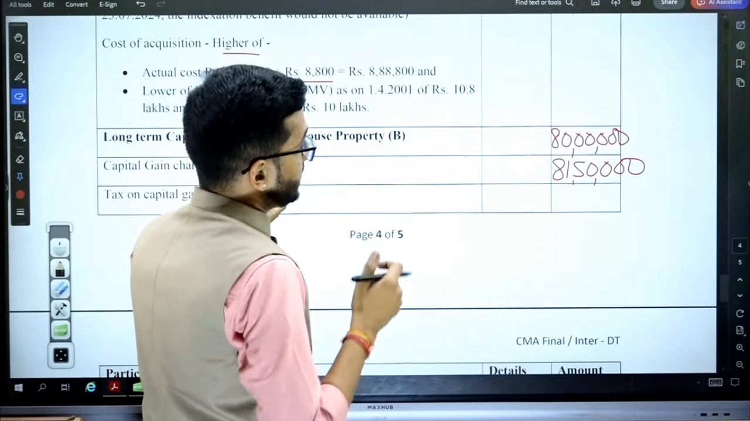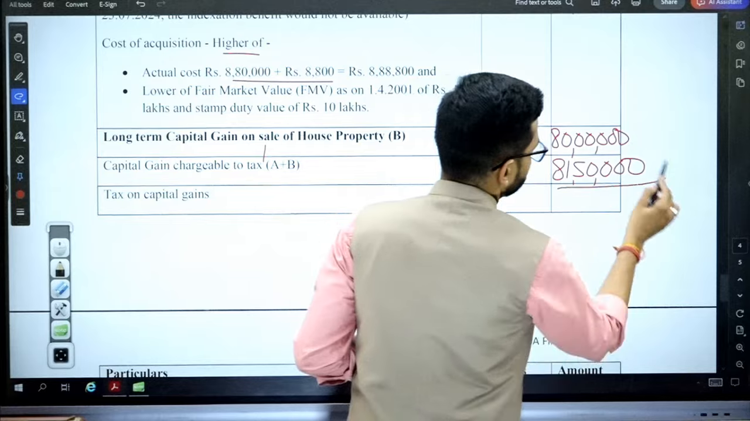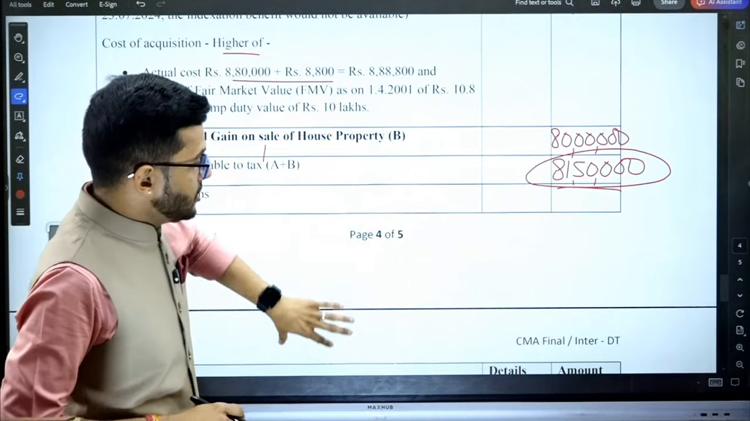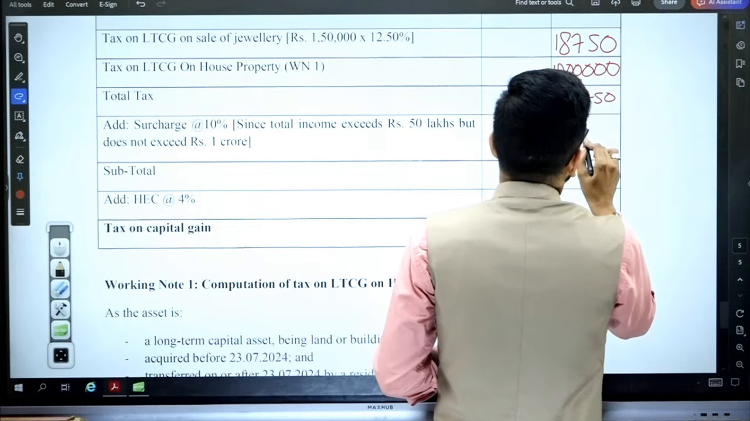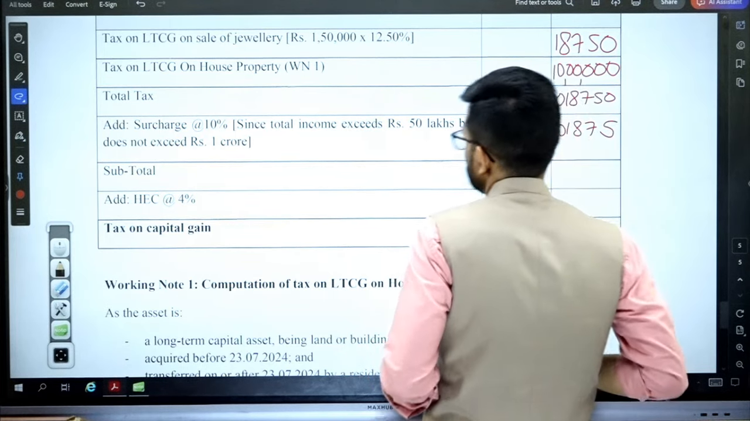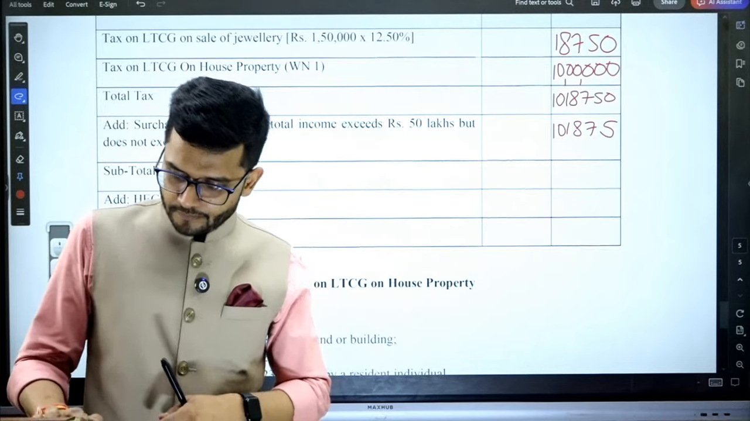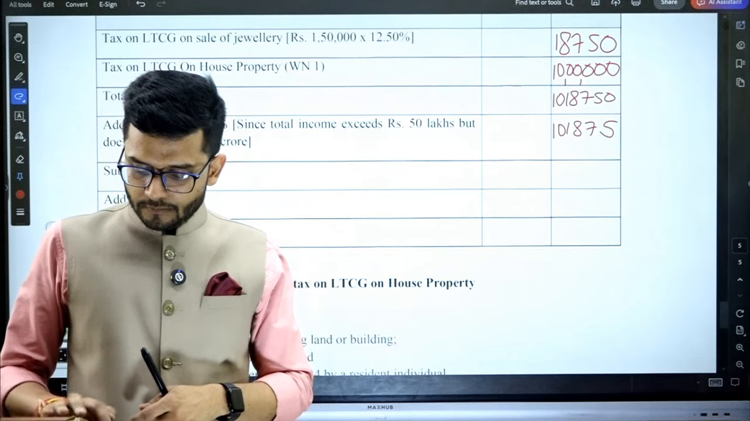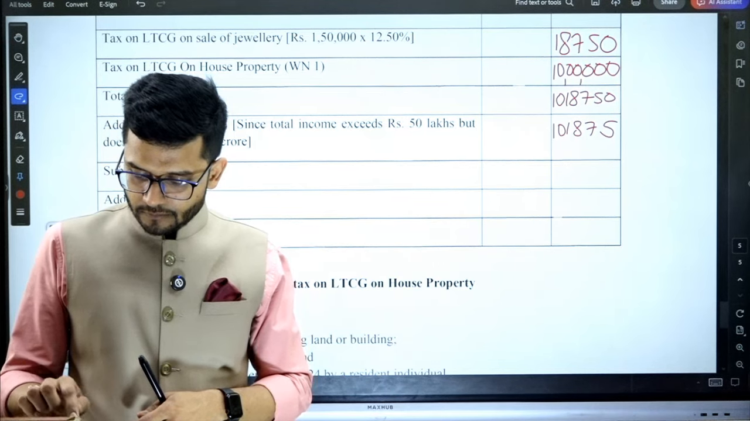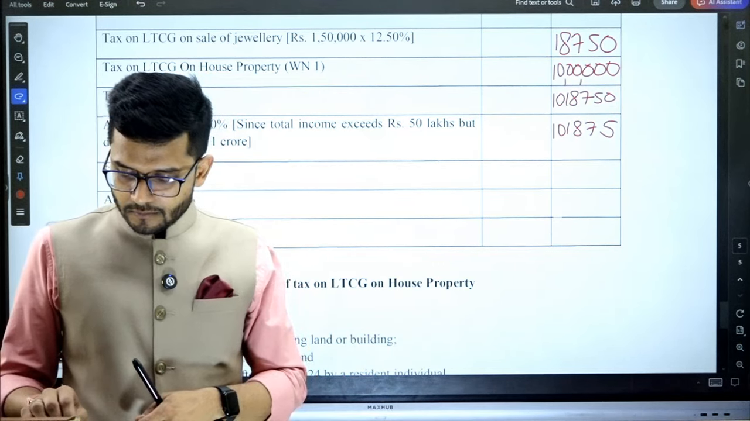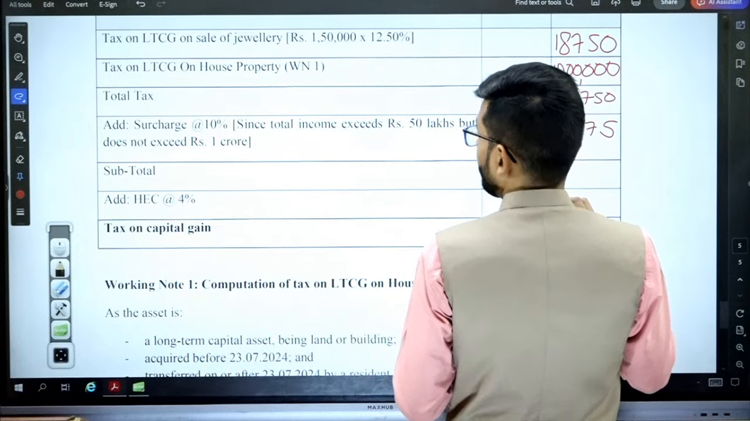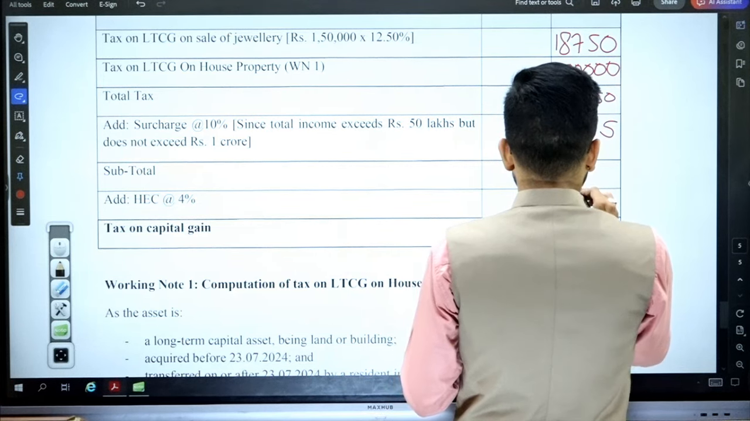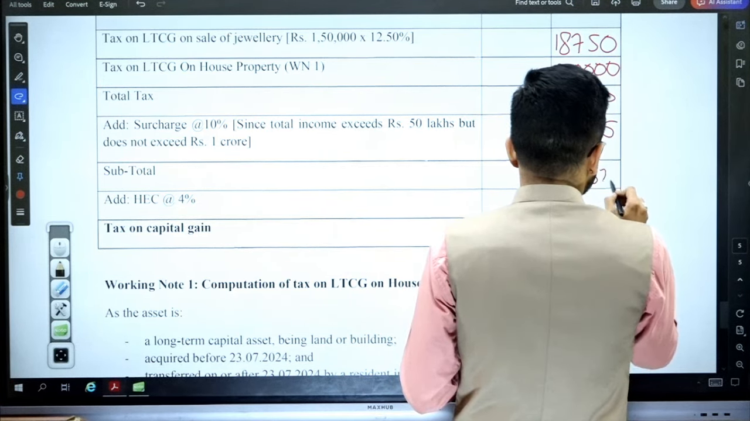In this particular case, guys, the income is above 50 lakhs. So will there be a surcharge? Absolutely yes. Surcharge will be levied in this particular case. So 101,875 will be the surcharge. So total tax will be 1120625.